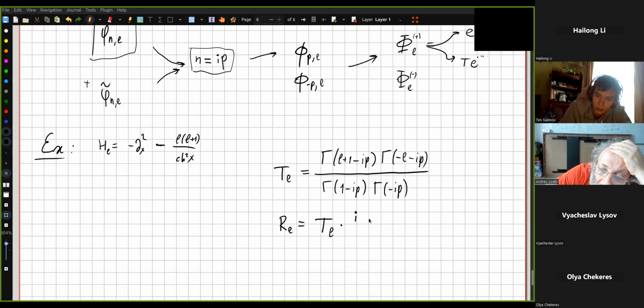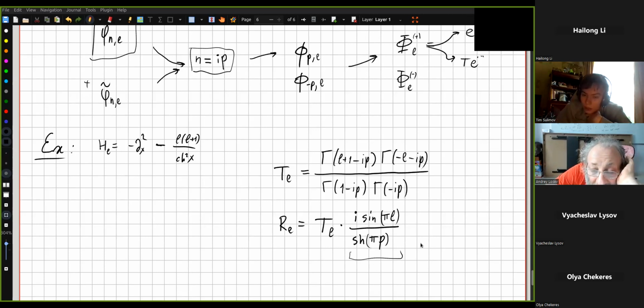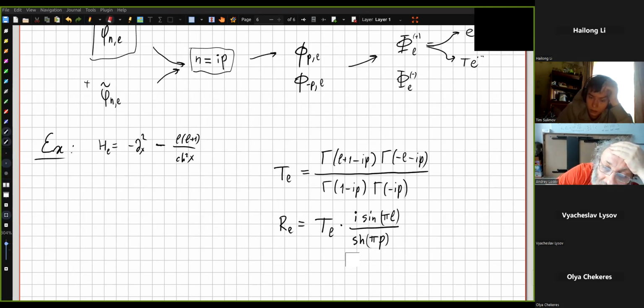And here we have this periodic function that I just told you about. And it is actually I sine pi L over the hyperbolic sine of pi p. And you can see that it's 0 for integer L's. And this is precisely the well-known fact that this potential is reflectionless for integer L's and is not reflectionless for other values of L.